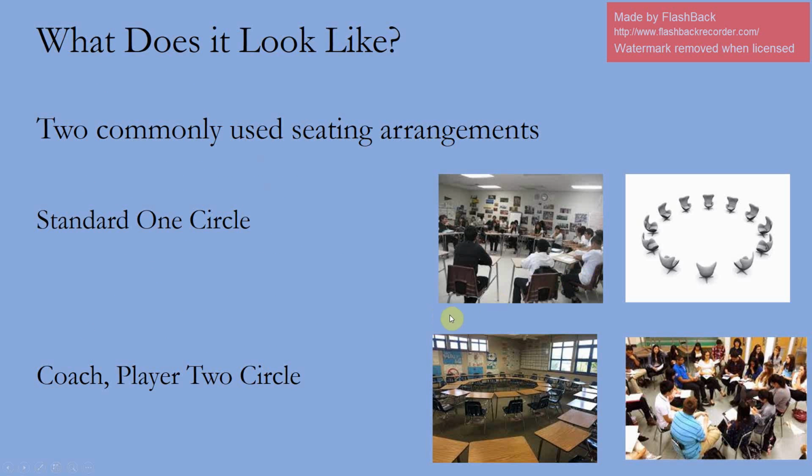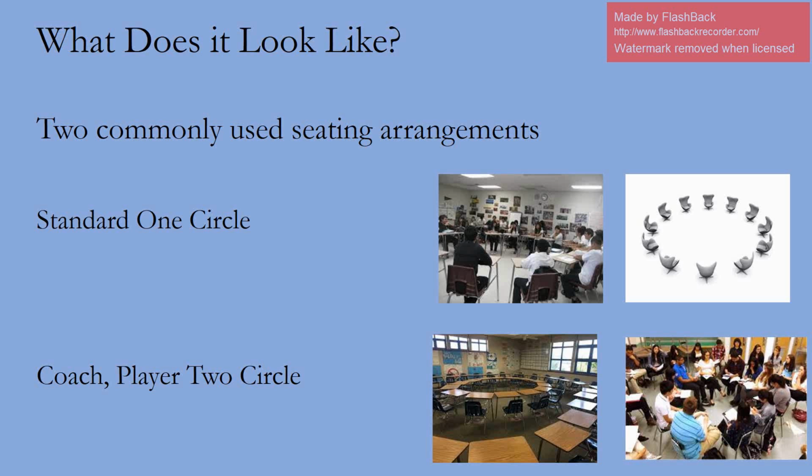So what does it look like? Two commonly used seating designs are the standard 1-circle design and the 2-circle coach-player arrangement. In the single circle, students are seated in a large circle facing inward. This is done to facilitate easy communication by allowing students to make eye contact with anyone in the circle. Also, when facing each other, it is easier to hear what peers are saying.